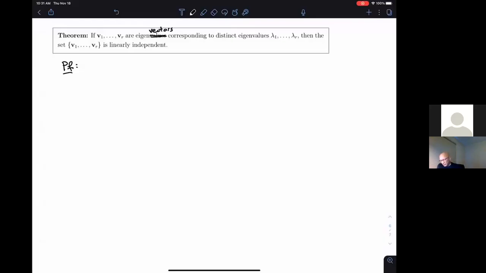Hey folks, so as promised, this is a video showing the proof of this theorem, which says the following. If V1 to Vr are eigenvectors corresponding to distinct eigenvalues lambda1 to lambda r, so all the eigenvalues are different, then the set V1 to Vr is linearly independent. Now, this is a really, really nice theorem.